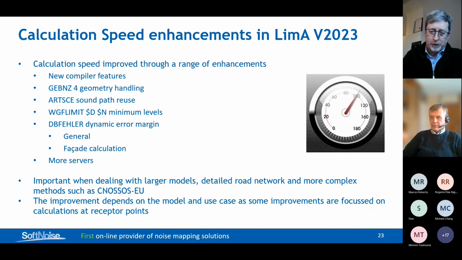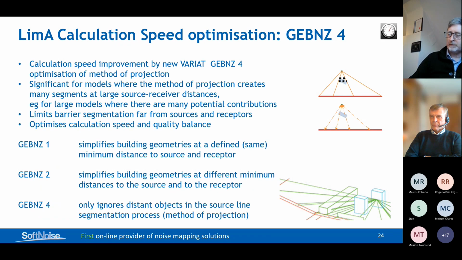These speed enhancements are important when dealing with larger models, for example, detailed road networks and more complex methods. The improvement depends on the model and the use case, and some improvements are focused on calculations at receptor points. So it's not easy for us to give you a percentage change that we can achieve with this. It's an individual thing. I will now run through the majority of these changes to give you a little bit more insight into these calculation speed improvements.